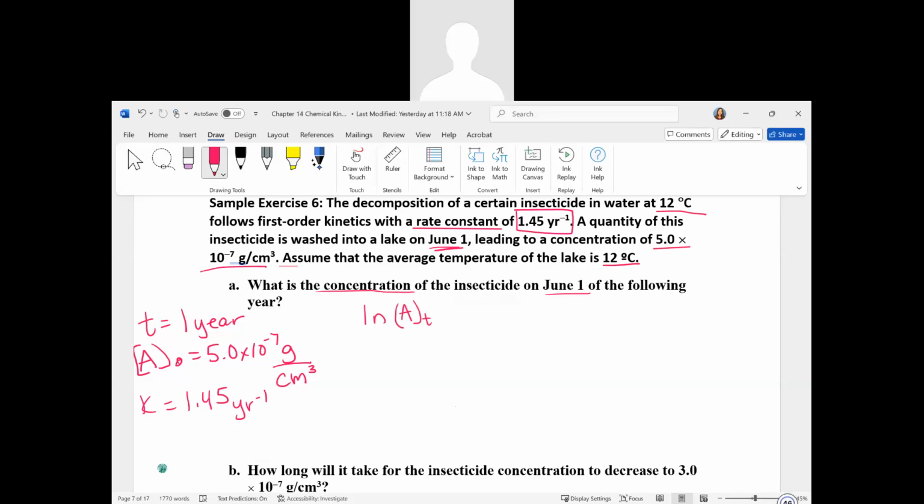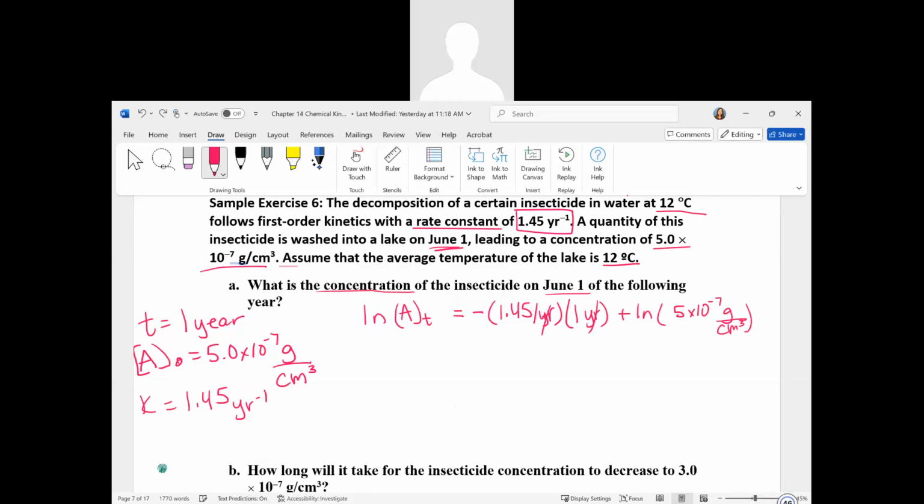So the natural log of A after some time has passed, that time t, would equal negative, and we're going to plug in our k here, so 1.45 per year. So negative k, t is exactly 1 year, so that unit will cancel. So then we have the rest of the equation, plus the natural log of the initial concentration of A. So actually, let's just plug that in here. So that'll be plus the natural log of 5 times 10 to the negative 7.